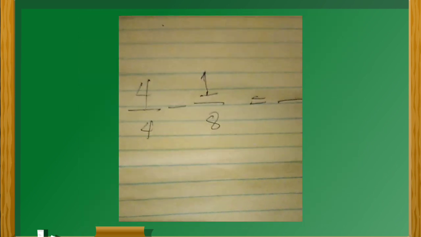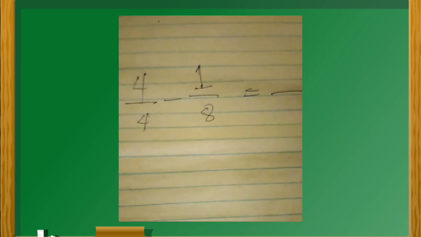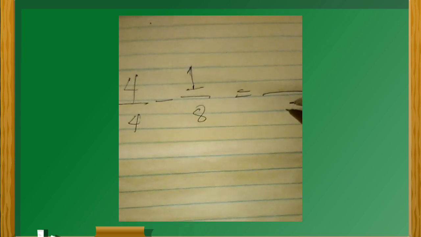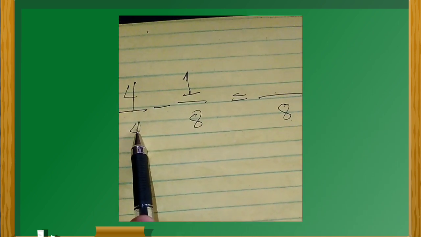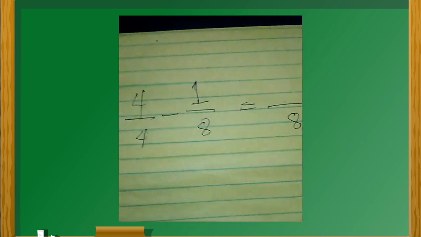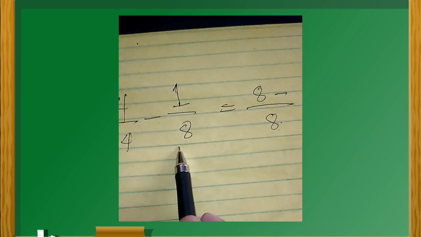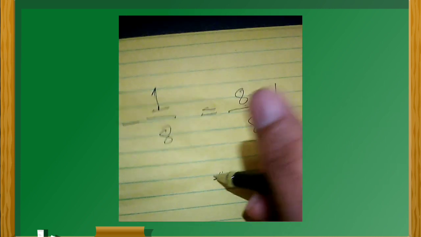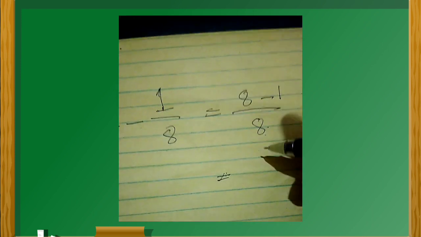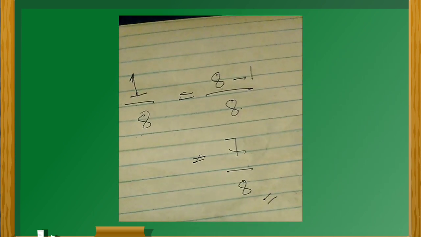Another example is the subtraction of dissimilar fractions. First, we are going to find the LCD, which is 8. Then 8 divided by 4 equals 2, times 4 equals 8. Minus 8 divided by 8 equals 1, times 1 equals 1. So we can simplify this. 8 minus 1 equals 7 over 8. So this is the final answer.